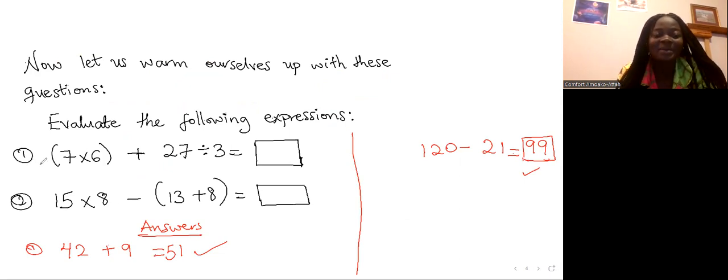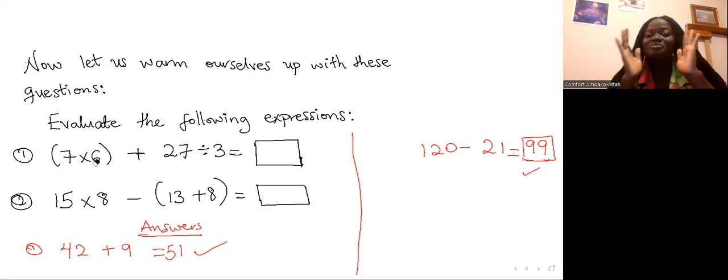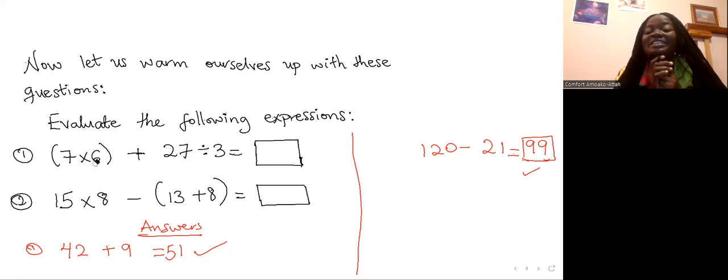Now let's warm ourselves up with these questions. The first question is 7 times 6 in brackets plus 27 divided by 3. The second question is 15 times 8 minus 13 plus 8 in brackets. So I'm giving you 2 minutes. Use it to solve these questions.